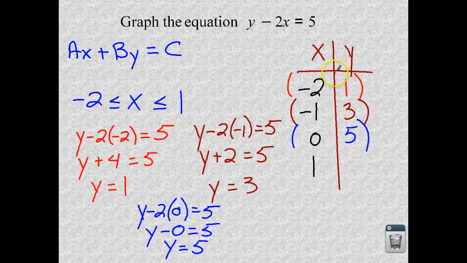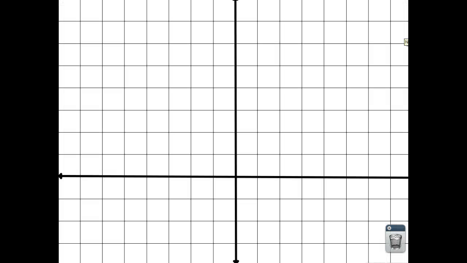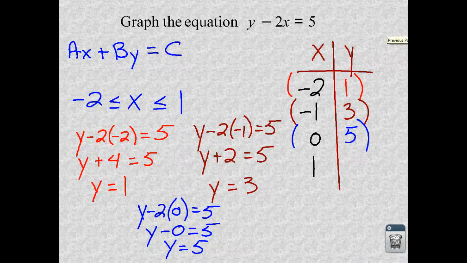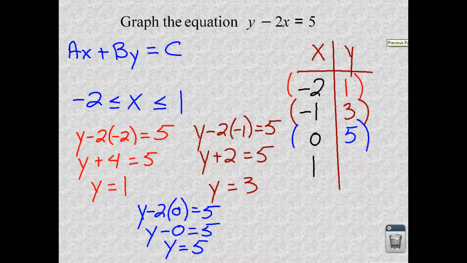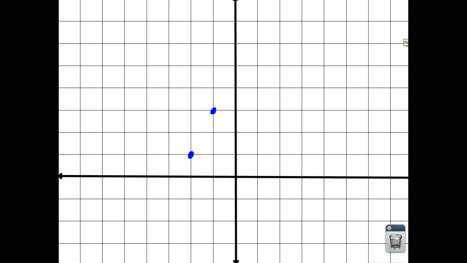So our first ordered pair is -2, 1. Our second ordered pair is -1, 3. They look like they're in a line, right? I could take any straight edge and just draw a line there. But let's make sure that our third point, our checkpoint, is going to fall in line with those two. That was 0, 5. So we go 0, 1, 2, 3, 4, 5. And they do. So let's get out our ruler and draw a nice straight line here.